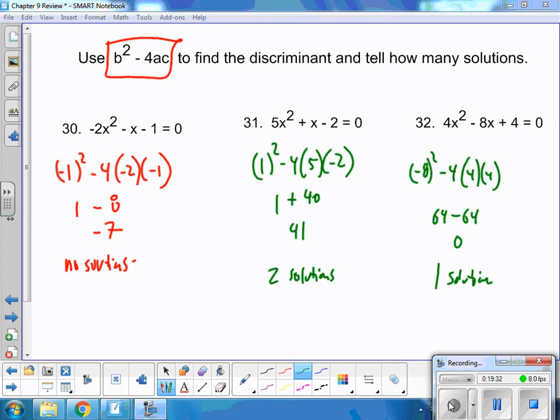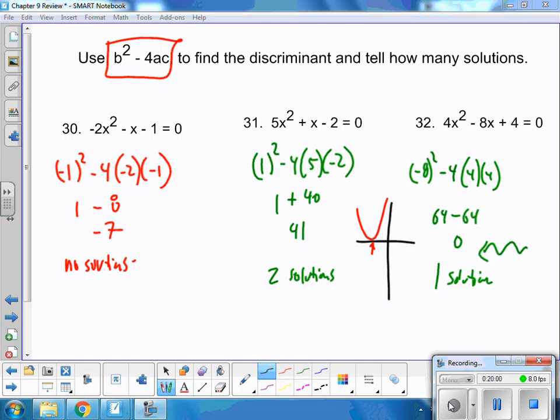All right, for number 31, there are 2 solutions. For number 32, there is 1 solution. And that's something that some students might mix up a little bit, seeing the 0 and wondering if that means 0 solutions. No, 0 means there's 1 solution, that this parabola sits somewhere on the x-axis. And we're just trying to find out where. Where does it sit? And the 1 solution, that vertex is sitting there somewhere.